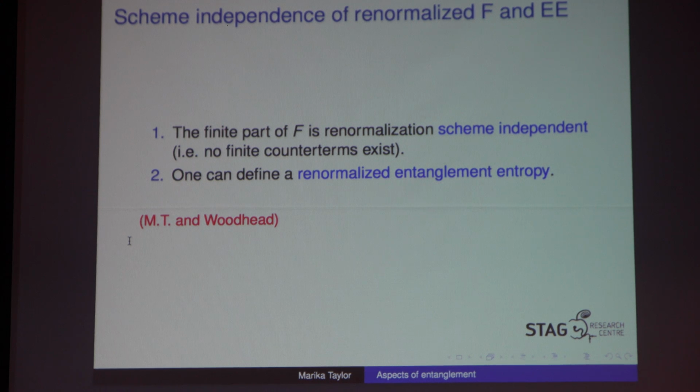It's renormalization scheme independent. It's crucial that we're in odd dimensions for this to be true. And the second statement is, we said that the F quantity, the partition function on the 3-sphere, is related to an entanglement entropy on a disk. For this relationship to make sense, you must be able to define a renormalized entanglement entropy, and indeed you can, and the renormalization is again inherited from your favorite method, whatever method you use to renormalize the F quantity.